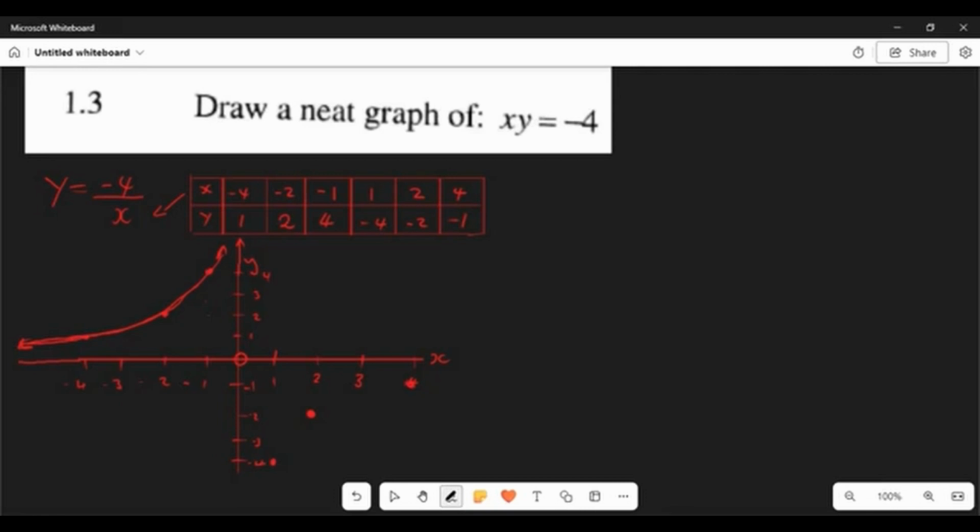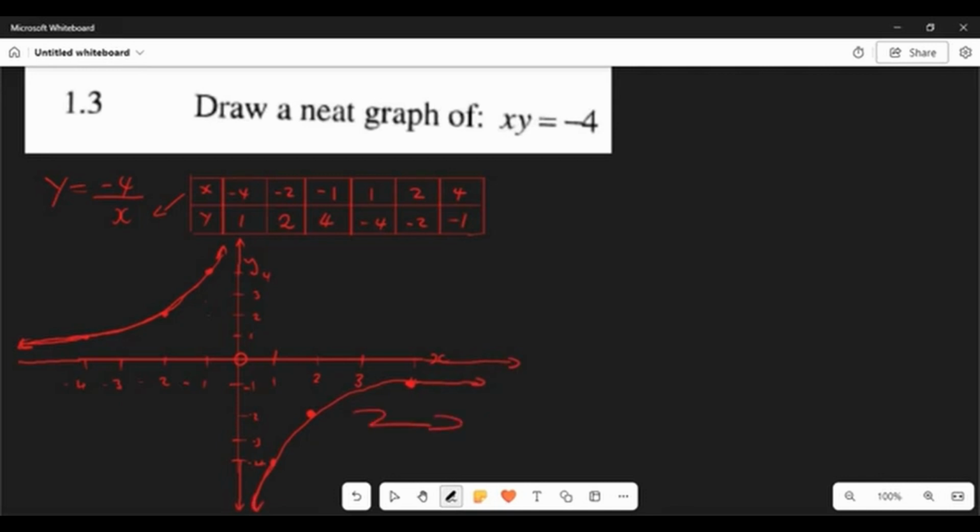Just like the other one as well, it's going to asymptote. It doesn't intersect with x, it doesn't intersect with y. So it's going to go like that. It's going to asymptote. There we go. So if I continue here, there we go. So this is our graph, guys.